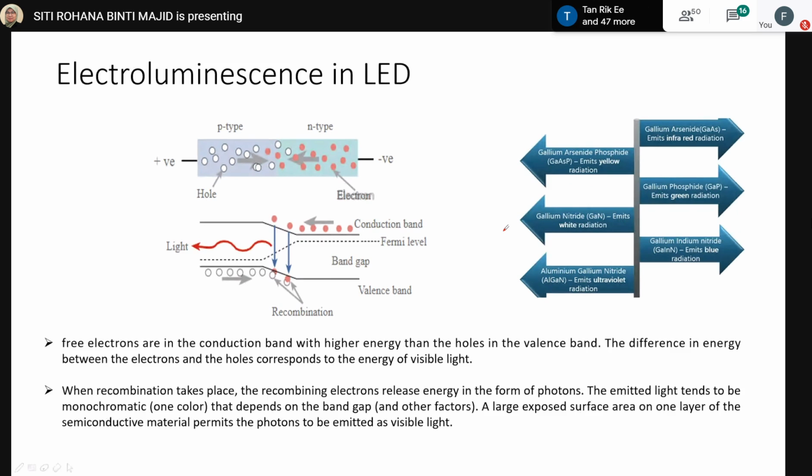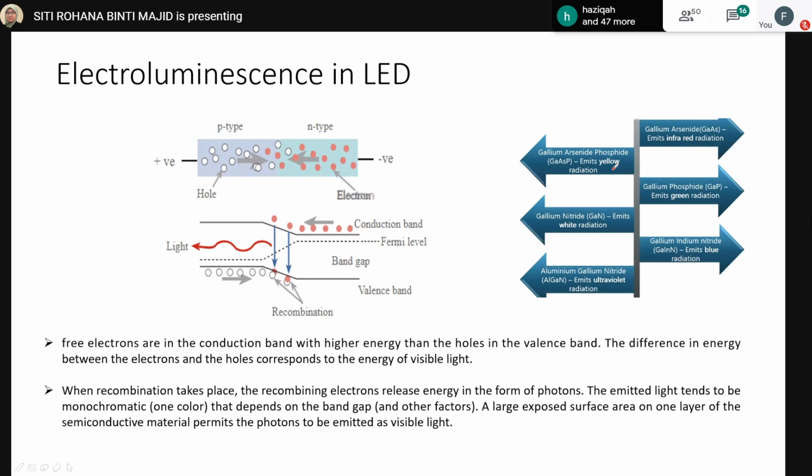Okay, and free electrons in the conduction band have higher energy than holes in the valence band, and the difference in energy between electrons and holes will produce visible light. And when recombination takes place, the recombining electrons will release the energy in the form of photons. And then at the right side is an example of semiconductor materials with their colors.